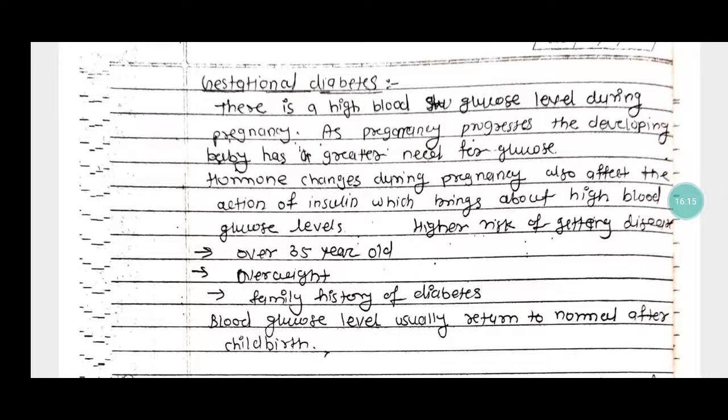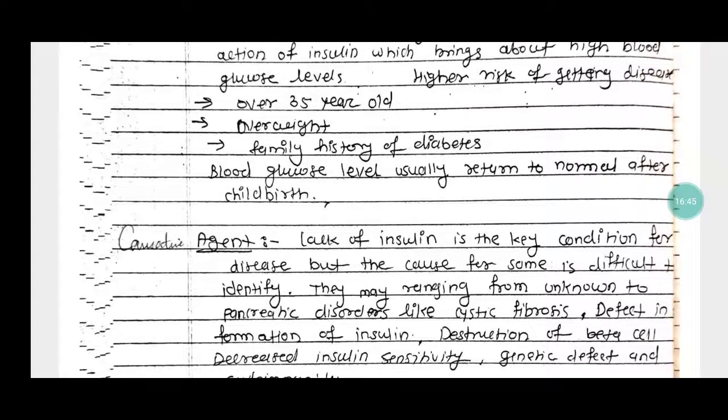And gestational diabetes is a high blood glucose level during pregnancy. As the pregnancy progresses, the developing baby has a greater need for glucose. The hormone changes during pregnancy also affect the action of insulin, which brings about high blood glucose levels. There is a higher risk of getting the disease for those over 35 years old, overweight, or with a family history of diabetes. The blood glucose level usually returns to normal after childbirth.